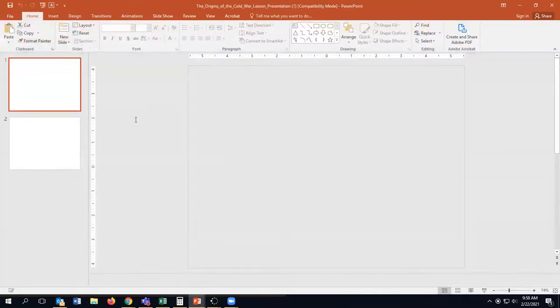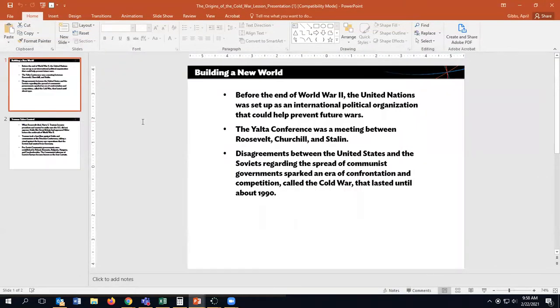All right, so before the end of World War II, the United Nations was set up as an international political organization that could help prevent future wars. So if you remember, in the 1920s, Woodrow Wilson had tried to set up the League of Nations. And that was his ultimate goal, to create a peacekeeping organization. The League of Nations did not last. And so they tried again after World War II, and we still have the United Nations.